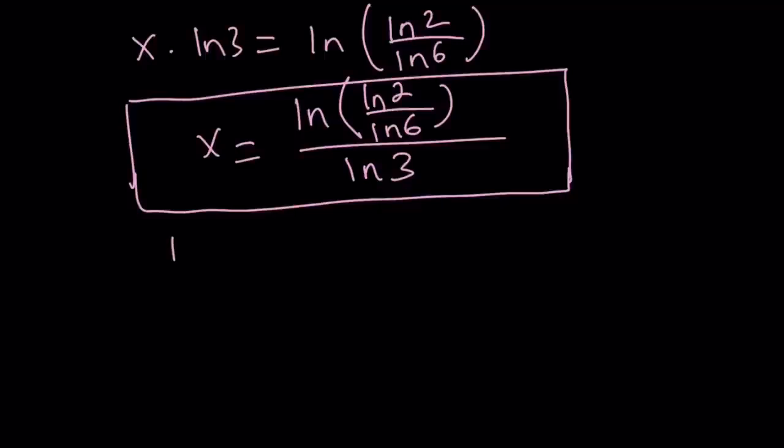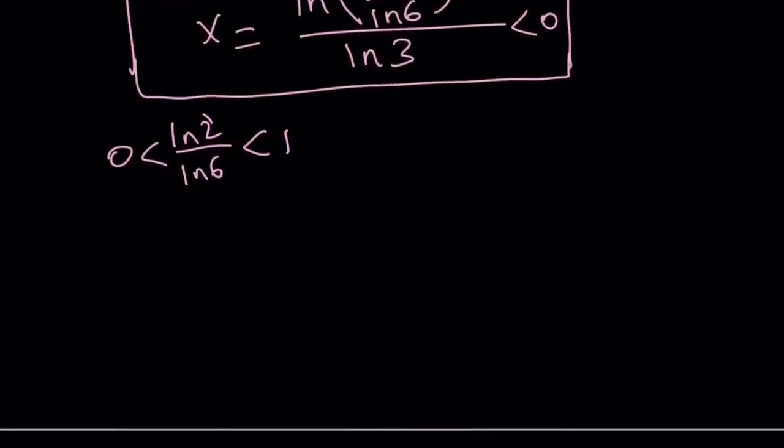Because ln 2 over ln 6 is less than 1. Obviously, 6 is greater than 2, right? And ln of a number that's positive but less than 1 is negative. So you have negative divided by ln 3, which is positive, so this is negative. ln 3 is positive because 3 is greater than 1. Obvious, right? So what is that supposed to mean?